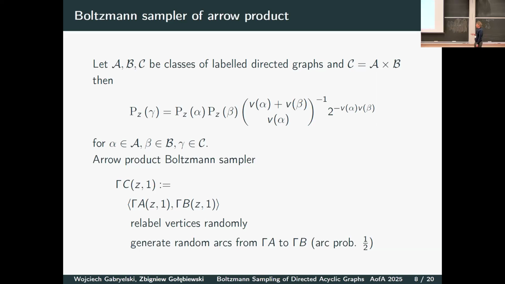So having this, it is pretty easy to see that the Boltzmann sampler for the arrow product can be done in these 3 lines. So first of all, you produce a Boltzmann sampler of the A structure and a Boltzmann sampler of the B structure, relabel vertices randomly, and then generate random arcs from vertices from A to the vertices from B with this probability of an arc 1/2, which is the consequence exactly of this thing.